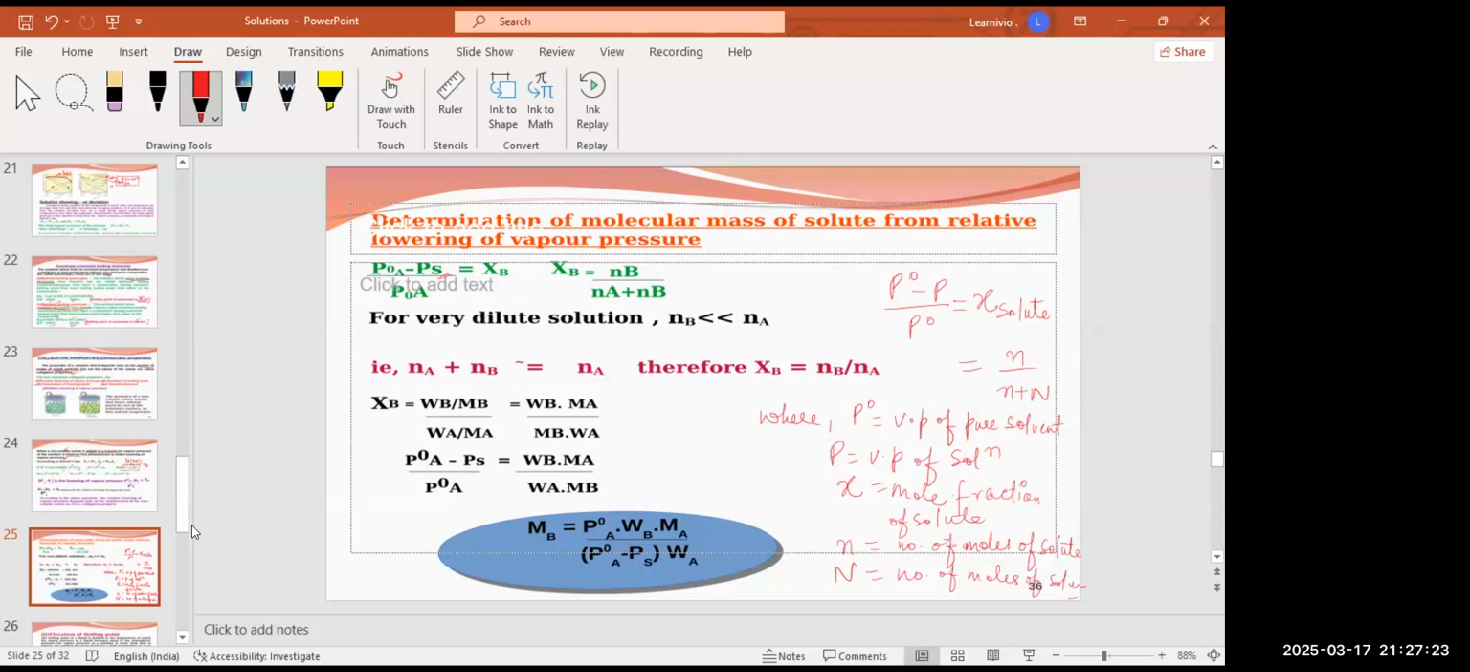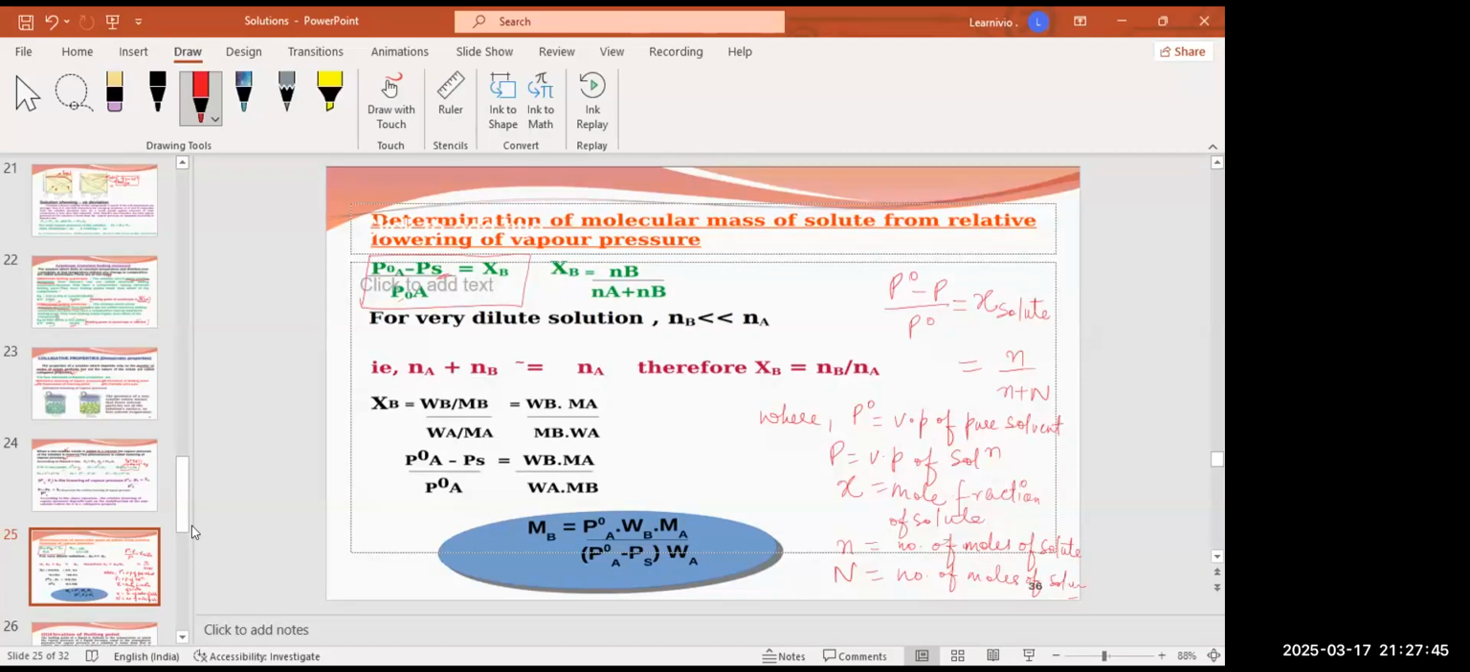Okay, you can write it just like that also. P naught A here is the vapor pressure of pure solvent, right? Yes, and here is the vapor pressure of solution. And again, P naught A is the vapor pressure of pure solvent, which is equal to the mole fraction of the component, right? This is a very important formula.